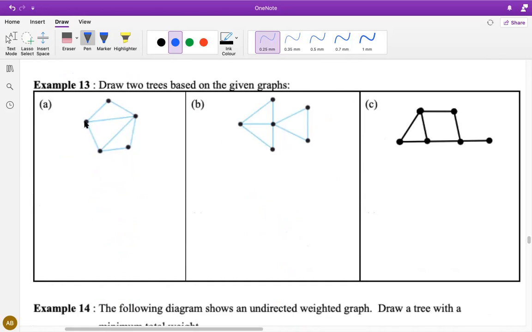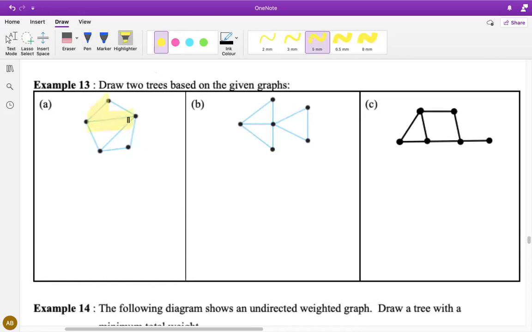Okay, given this diagram, of course, when you see this question, you know that this graph is not a tree by itself. So that's why the question says draw 2 trees based on the given graph. So that means we have to connect each of the points, right? Each of the points with only one edge. So very simple. Okay, the first one to be safe.